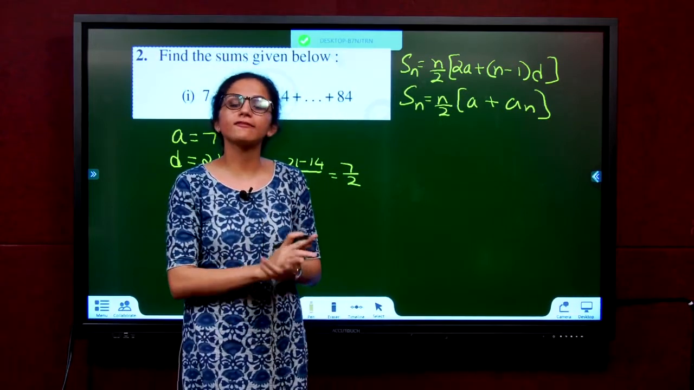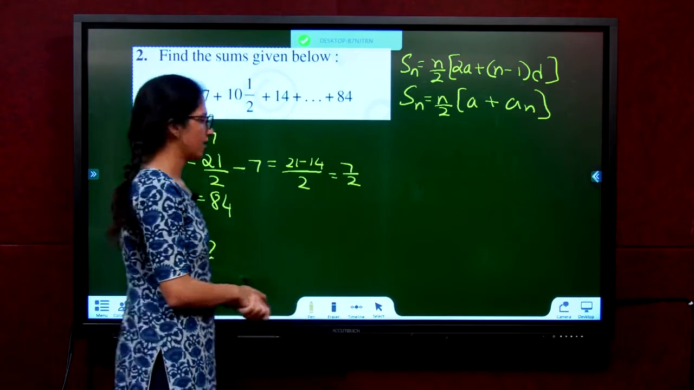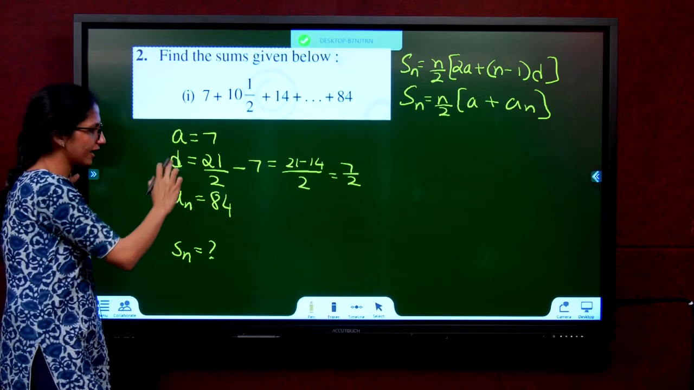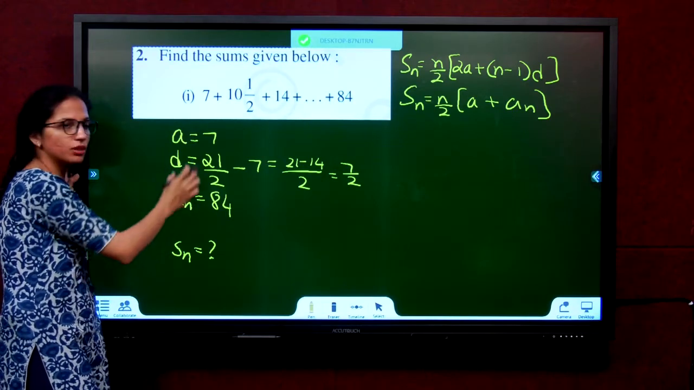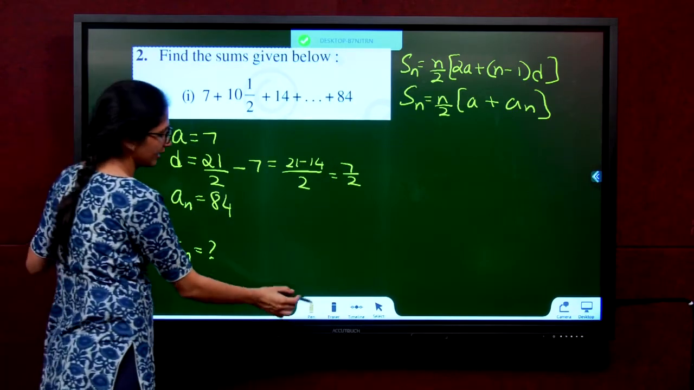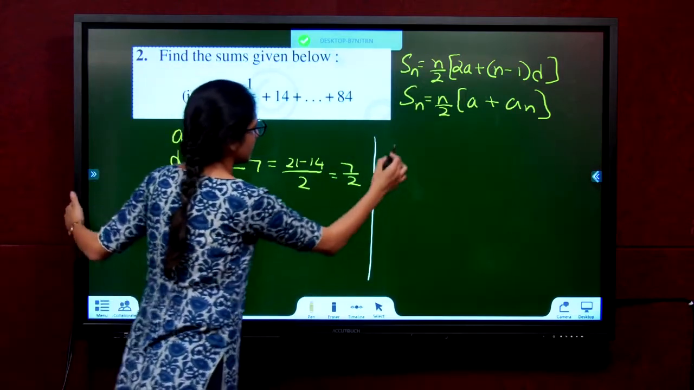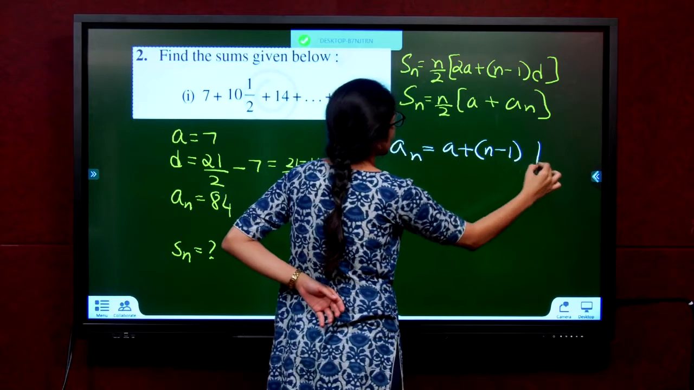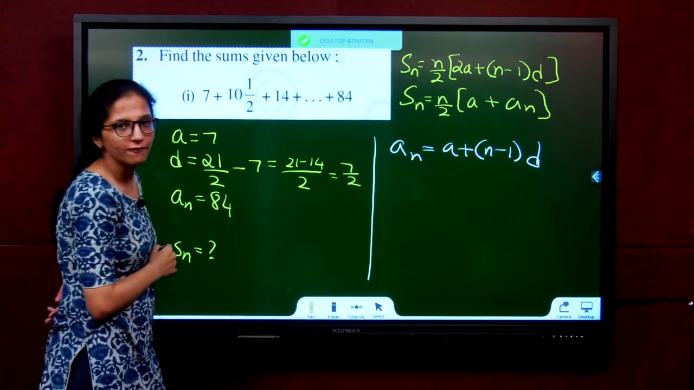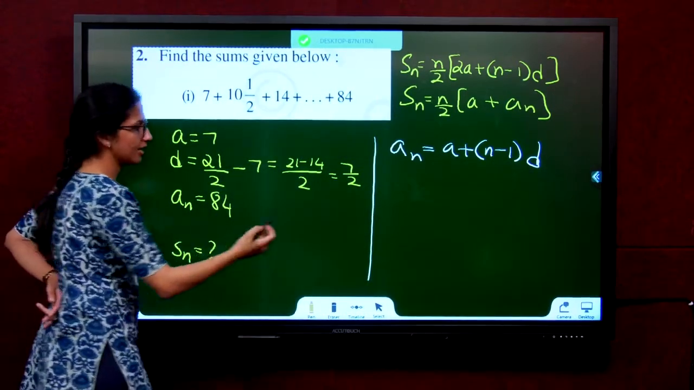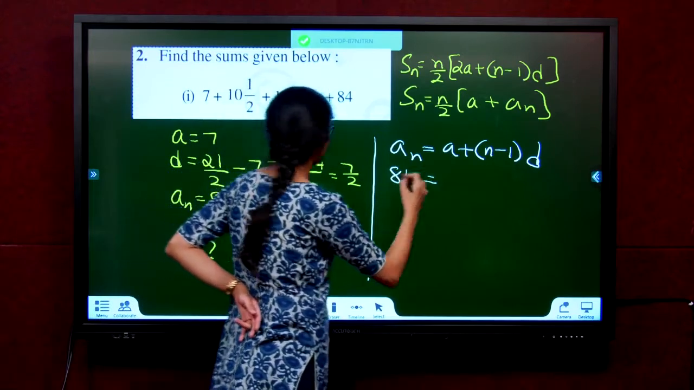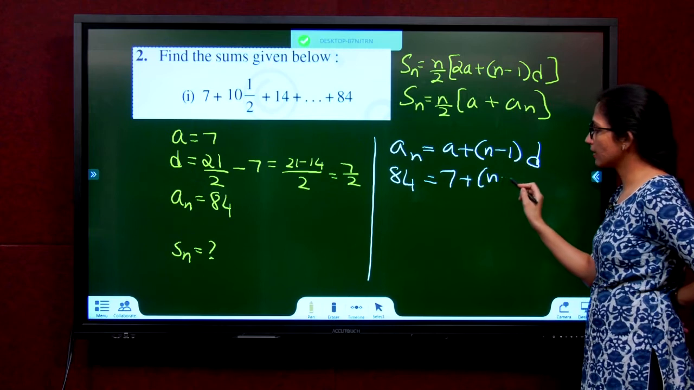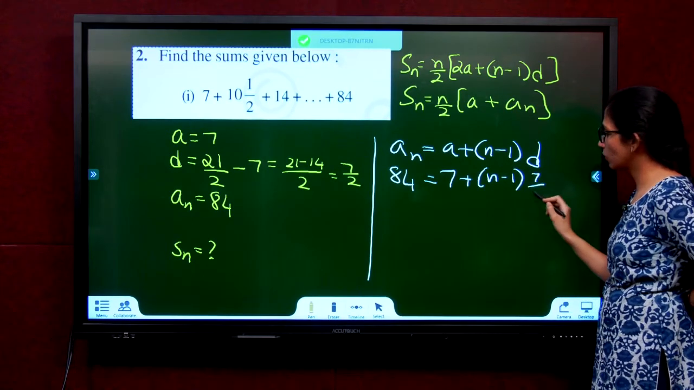If you don't have N, the first step is to find N. So how do we find N is the next question. I have An, I have A and D. I know a relation between A and D. Correct? So An is equal to A plus N minus 1 into D. Can I use this and find the value of N? Yes. An is 84. A is what? 7 plus N minus 1 into 7 by 2.